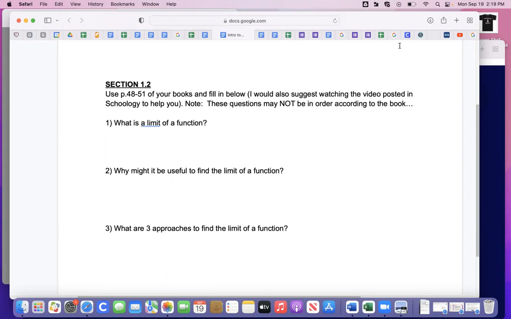So let's start with limits. What is a limit, right? So a limit is something where we are going to find the behavior as a graph approaches a certain value.